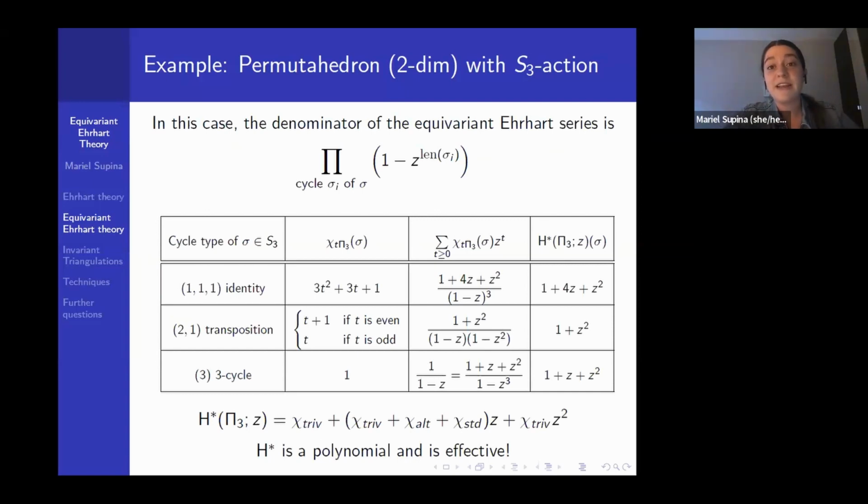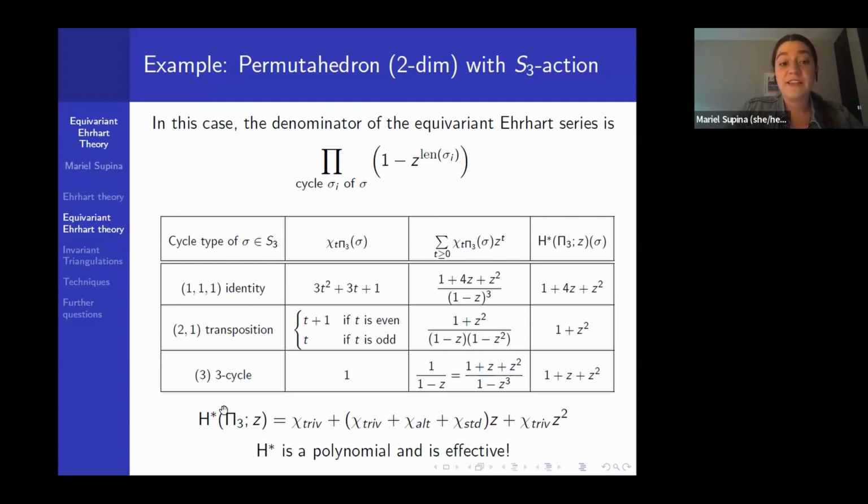In this case, the denominator, this thing with the determinant of identity minus rho times z, is the product of 1 minus z to the cycle lengths of sigma. So we have to break this down based on cycle type. If we have the identity, so the cycle type 1, 1, 1, then in the second column, this is the Ehrhart polynomial of the fixed polytope. So we have here the Ehrhart polynomial of the hexagon. When we do the Ehrhart series of the hexagon, we get this one here. You see the denominator is 1 minus z cubed, just like it should be according to this denominator we want. And then we take the numerator, and that's what we should get if we take this h-star series and evaluate it at the identity. So we should get 1 plus 4z plus z squared.